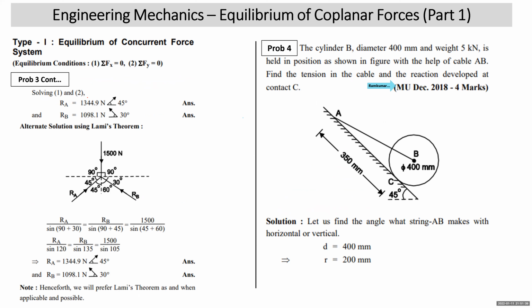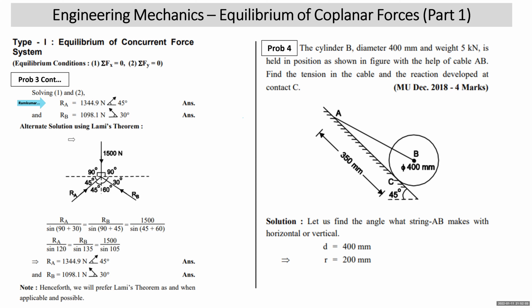Now you can see this. We solved equation number 1 and 2 given on the previous page. RA is 1344.9 making 45 degree with the horizontal. You can give the angle with horizontal or vertical, but normal practice is to give the angle of the reactions or unknowns with the horizontal. RB will make 30 degree.